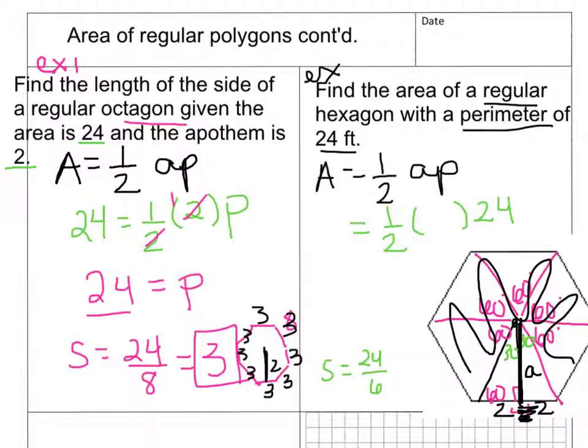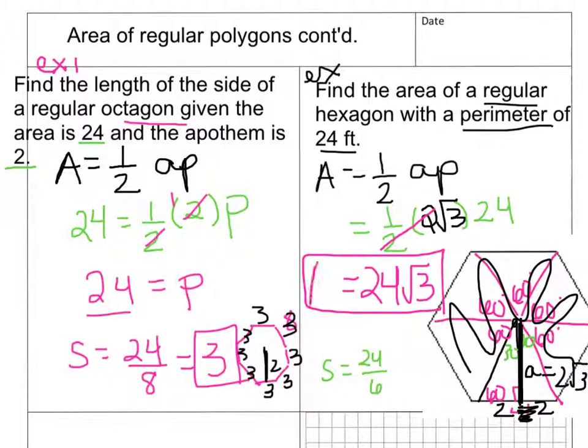Since it's a 30, 60, 90, the side with a 30 gets the root 3. So this becomes 2 root 3. It's a little messy, but take that and put it back into your equation. 2 root 3. And now we have it, we can simplify. Half of 2 is 1, so I have 24 times root 3. Your answer is 24 root 3 units squared. I don't have space to put it. Sorry, it was so messy.